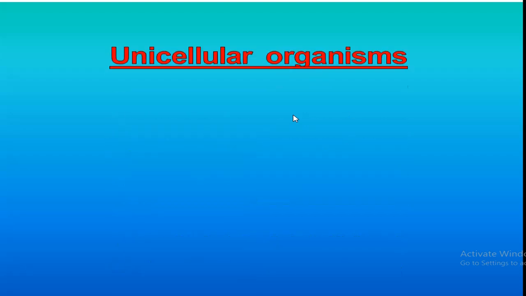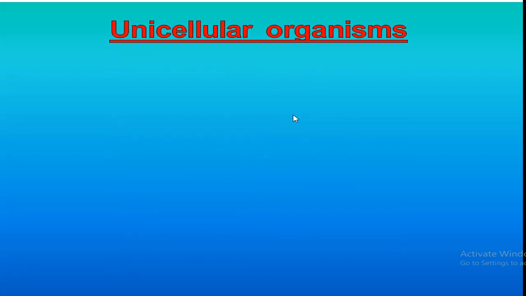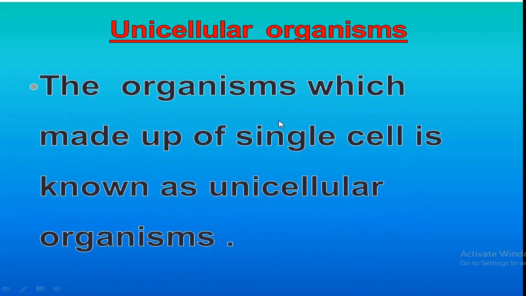Let's learn about what is the cellular organization. Before that, we have to learn about the unicellular organism. What is the unicellular organism? Unicellular organism means the organisms which are made up of a single cell. The organisms which are made up of a single cell are known as unicellular organisms, right?